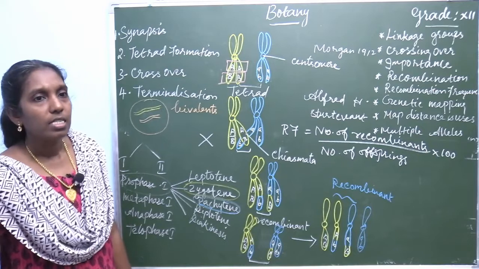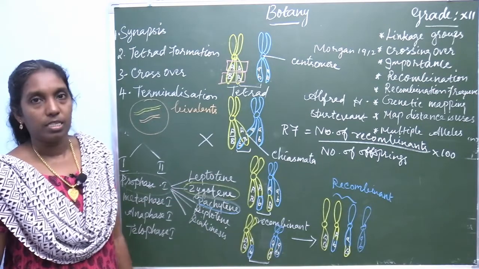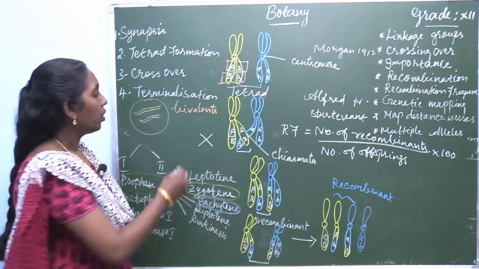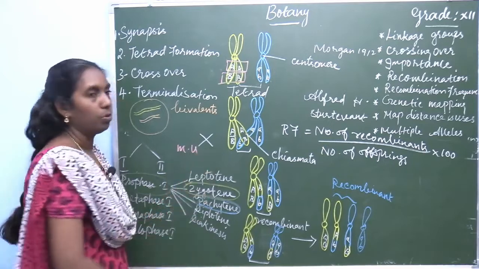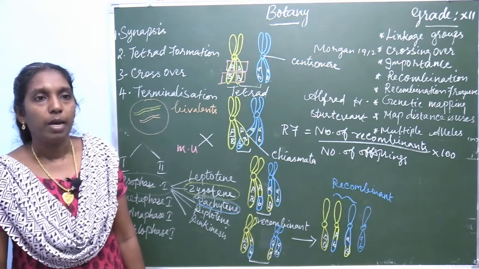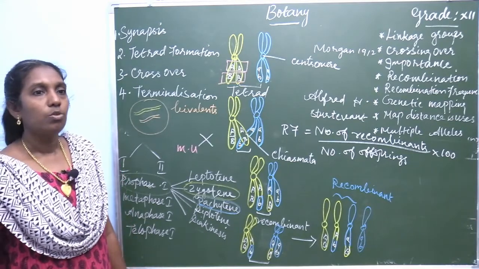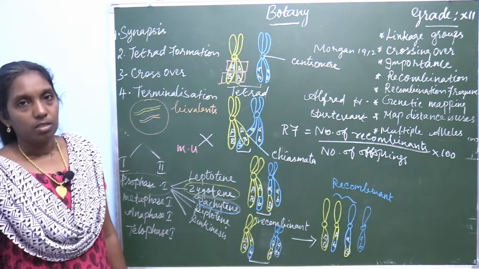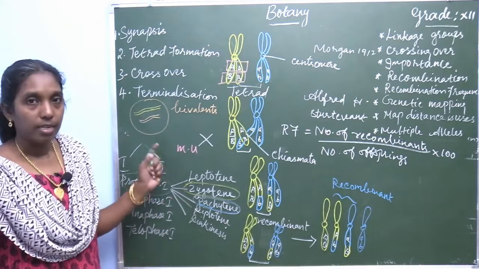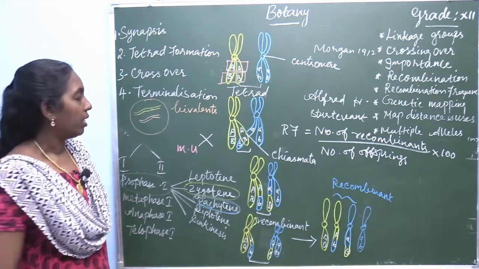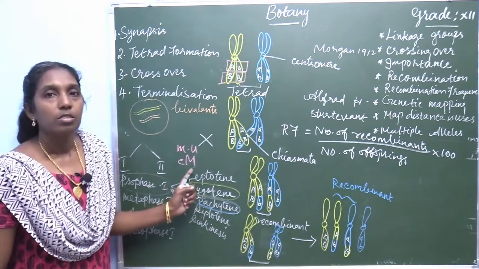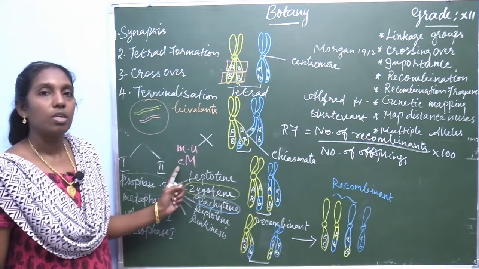That is genetic mapping. And what is meant by map distance? The unit of distance in a genetic map is called a map unit, measured as MU. Map distance is calculated such that 1 map unit is equivalent to 1% of crossing over. It can also be measured in centimorgan. To honor Morgan, the unit is called centimorgan.